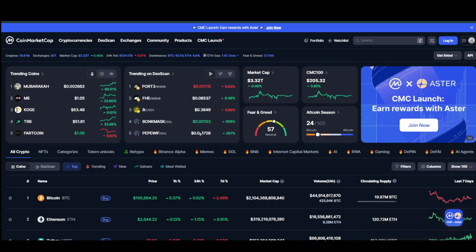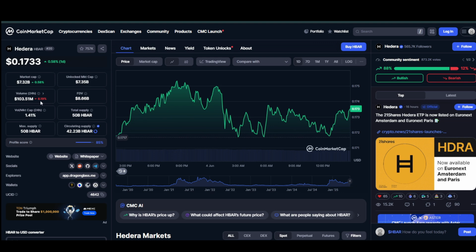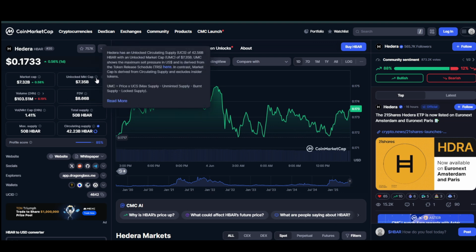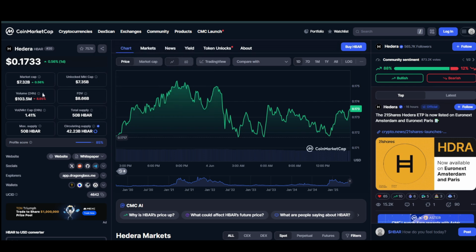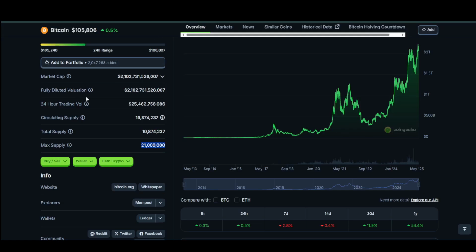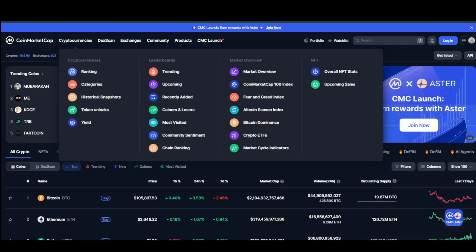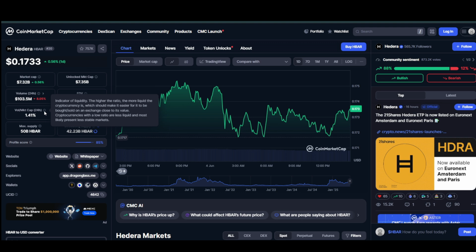Now, coming to CoinMarketCap, it does offer more features. So we have here unlocked market cap, as you can see. Basically, this is an unlocked circulating supply of 42.56 billion with an unlocked market cap. We have volume, which is also available on CoinGecko, which is 24-hour trading volume. But if you look here, you have something called volume / market cap. This is a volume and market cap ratio. This is an indicator of liquidity. So the higher the ratio, the more liquid the cryptocurrency is.